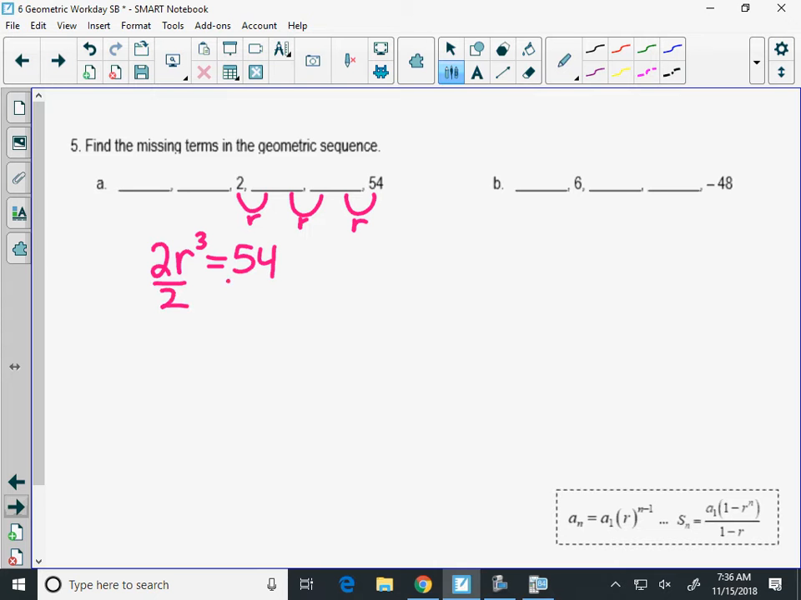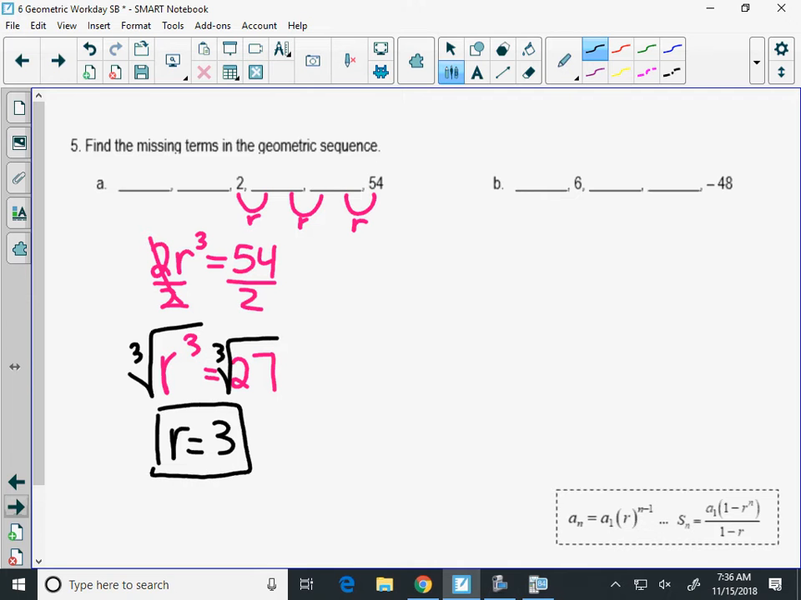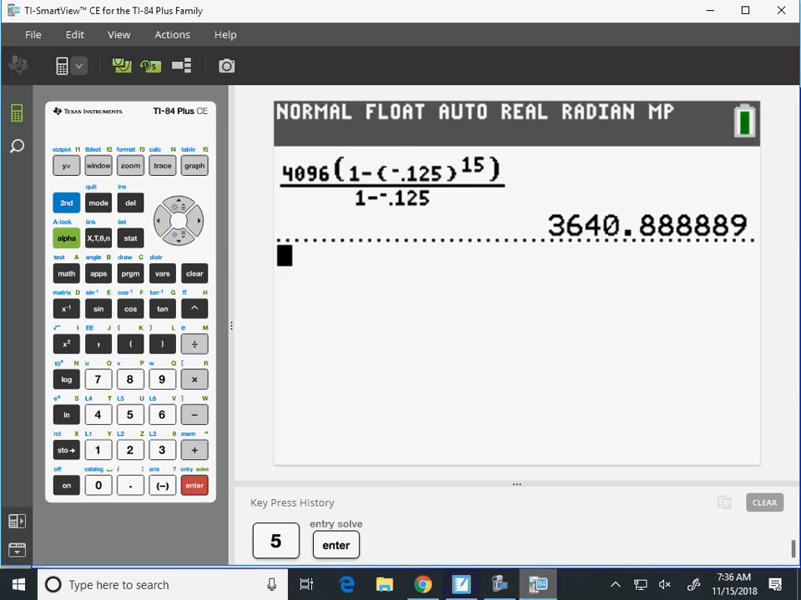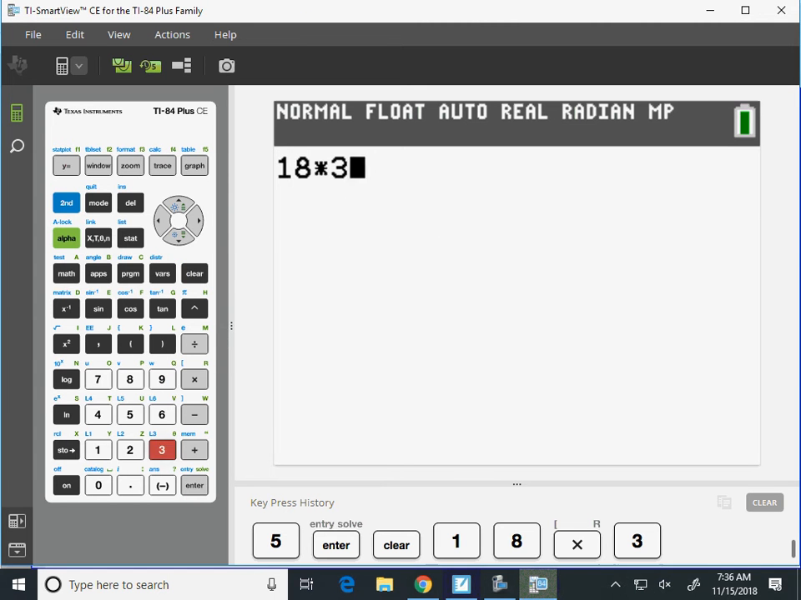So I'll divide both sides by 2, and get that r cubed equals 27. Now to find the common ratio, I just take the cube root of both sides, and r equals 3. That's your common ratio. So now you fill in the blanks. 2 times 3 is 6. 6 times 3 is 18, and you can double check, if you need to, that 18 times 3 is 54. That's exactly what we wanted.